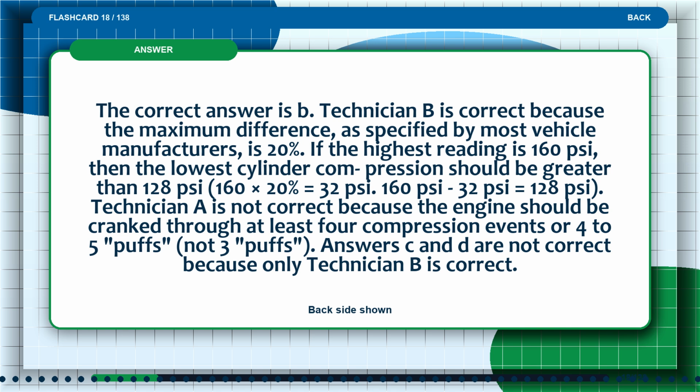Technician A is not correct because the engine should be cranked through at least 4 compression events, or 4 to 5 puffs, not 3 puffs. Answers C and D are not correct because only Technician B is correct.